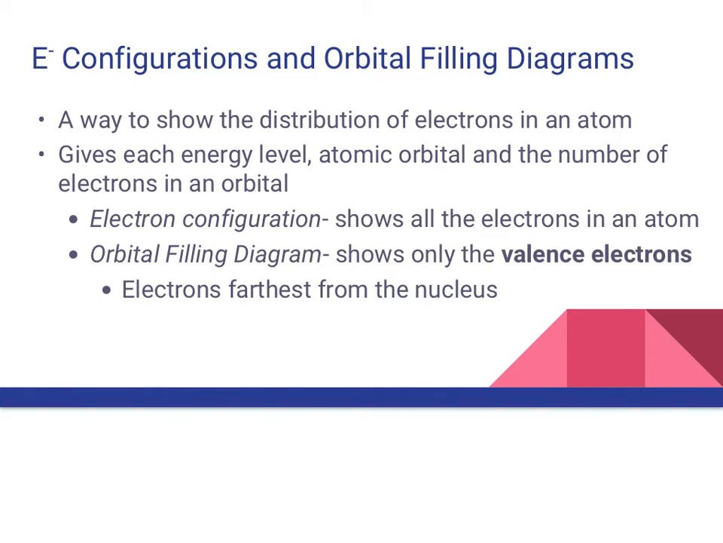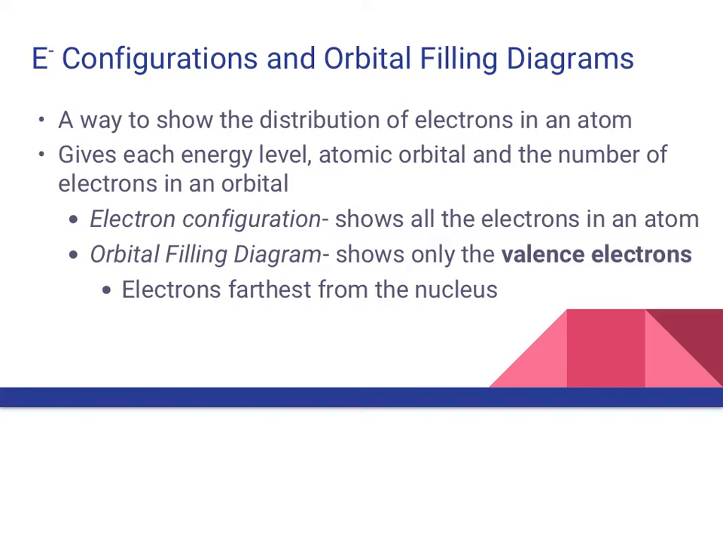So first of all, what is an electron configuration and an orbital filling diagram? Well, both of these are ways to show the distribution of the electrons in an atom. It's a way in which we can show the approximate location of the electrons in an atom. Electron configurations and orbital filling diagrams are going to give energy levels, atomic orbitals, and the number of electrons in an orbital. We'll talk more about what an energy level and atomic orbital is in a minute.